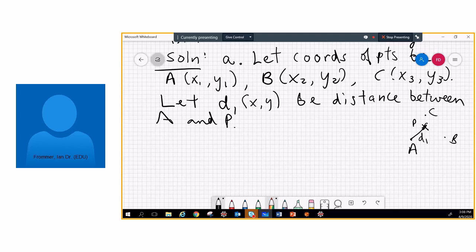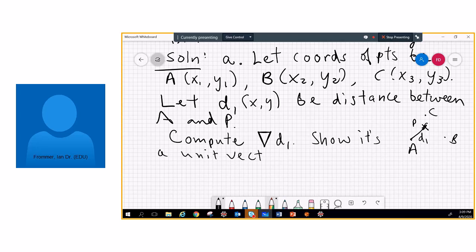So here's where we get into some fun multivariable calculus. And I actually found this proof in a multivariable calculus book. We're going to start off by computing the gradient of D1. I like how it changed my little gradient into a nicely drawn gradient symbol. When we do that, we're also going to show that it's a unit vector. Remember what a unit vector is, and how you would show that a vector is a unit vector. We also want to show that it's in the direction from A to P. We will do all that now.